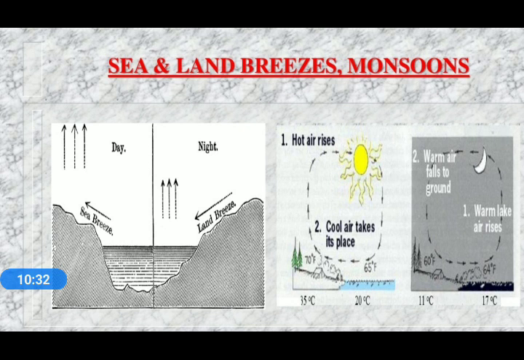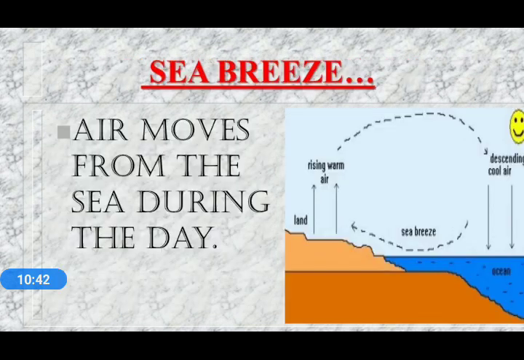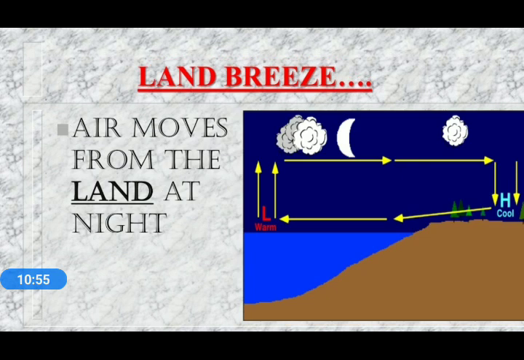That is also explained in the second picture. It shows a daytime and nighttime picture. Sea breeze: air moves from the sea during the day. It is called sea breeze. Land breeze: air moves from the land at night. It is called land breeze.